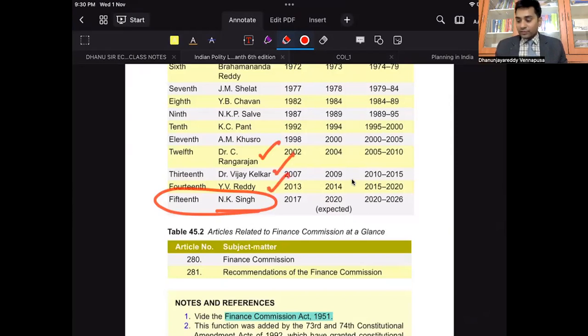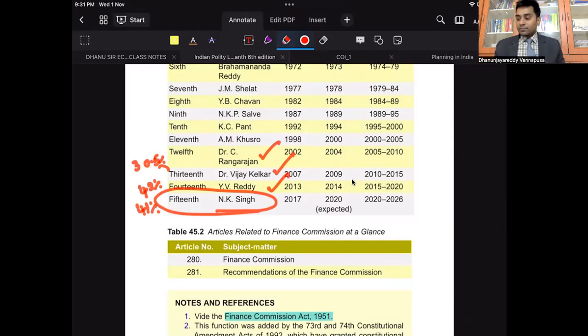So the 14th Finance Commission recommended distribution of 42% devolution of taxes, the 15th said 41%, the 13th said 31%, remember 30.5 is the exact figure. This is the way in which the 13th, 14th and 15th Finance Commissions recommended the tax devolution between the Union and the states. This is some static part that you have to remember.